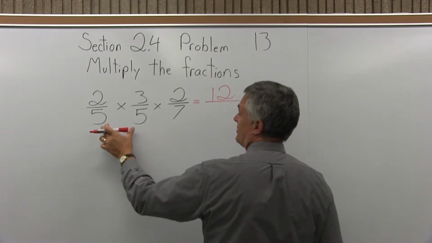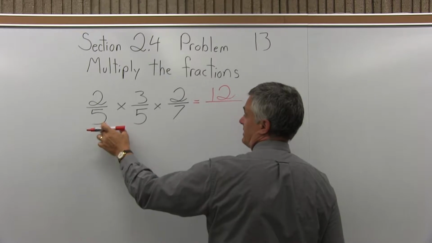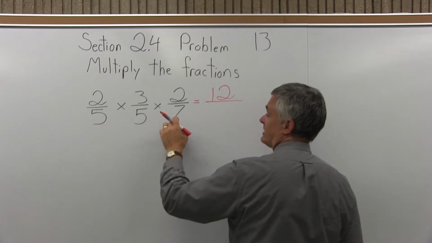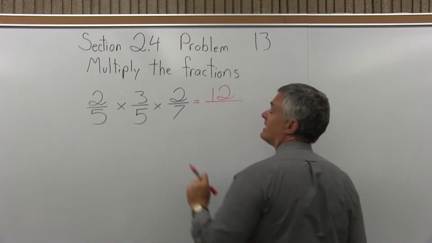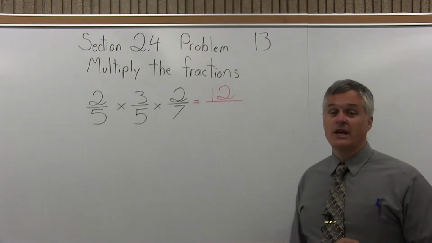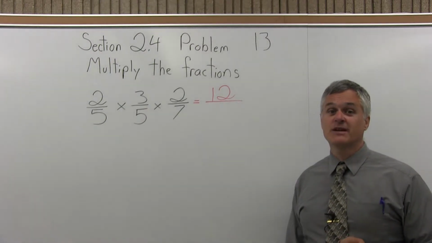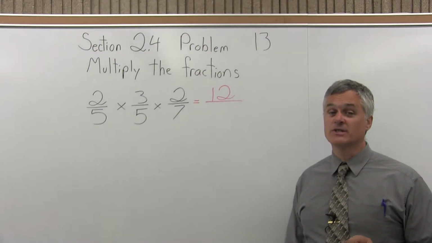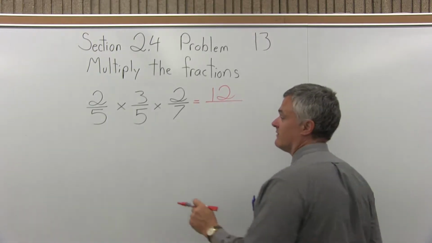Now in the bottom, we multiply the denominators together. 5 times 5 times 7. So 5 times 5 is 25. And then 25 times 7 is pretty big. It's 175. That's not something that everybody can do in their head very easily.